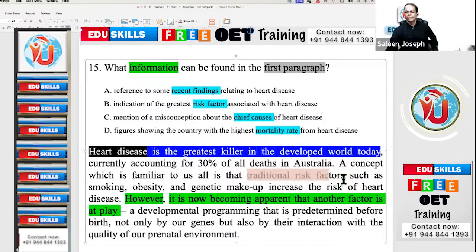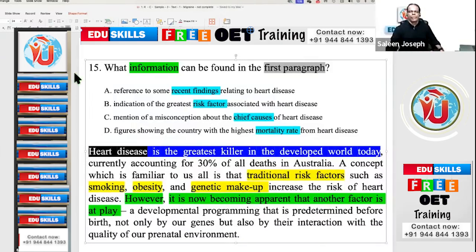What are the traditional risk factors? Smoking, obesity. In front of traditional risk factors, write one below one. First one, smoking. Second one, obesity. Third one, genetic makeup. How beautiful the paragraph is to understand. However, I always repeatedly told you, whenever there is a contrast word, whatever comes before the contrast word is not relevant for your answer. So you can just ignore the first part, whatever we have highlighted now, just to understand the concept. When they said heart disease is the greatest killer, they are giving the traditional risk factors for heart disease. Then after that, they are saying, however, it's now becoming apparent that another factor is at play.